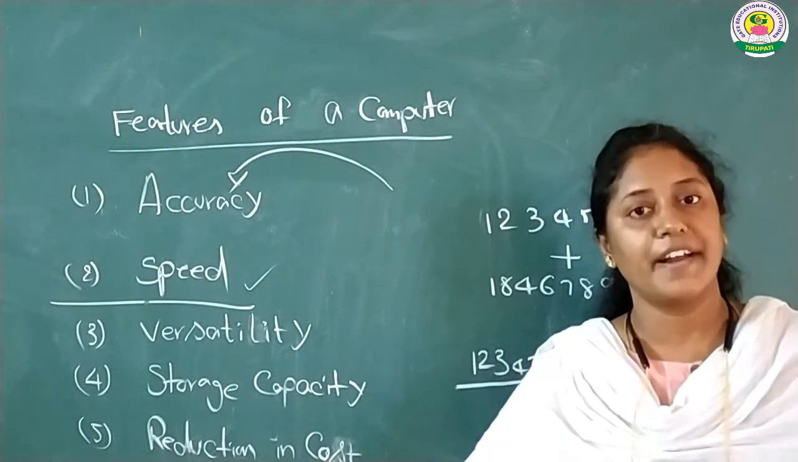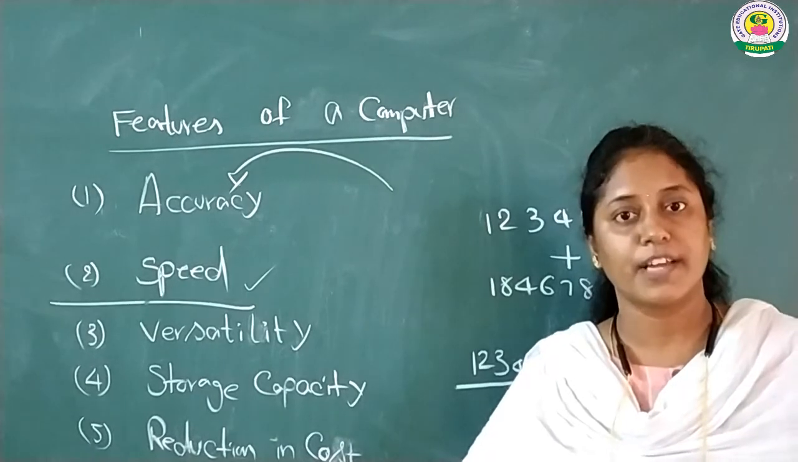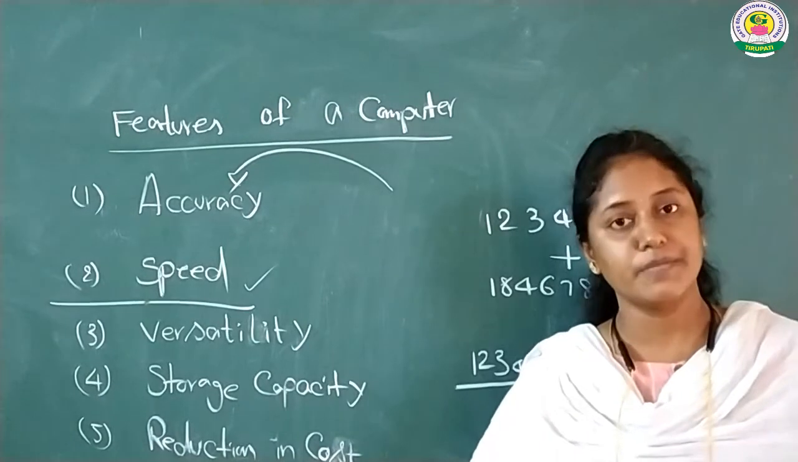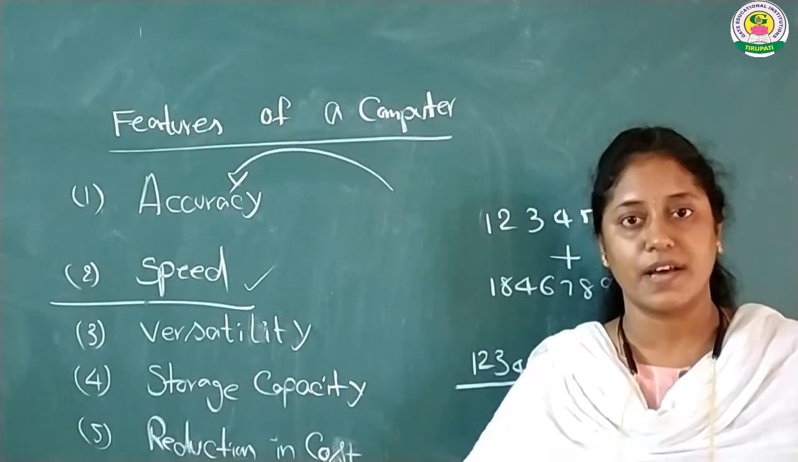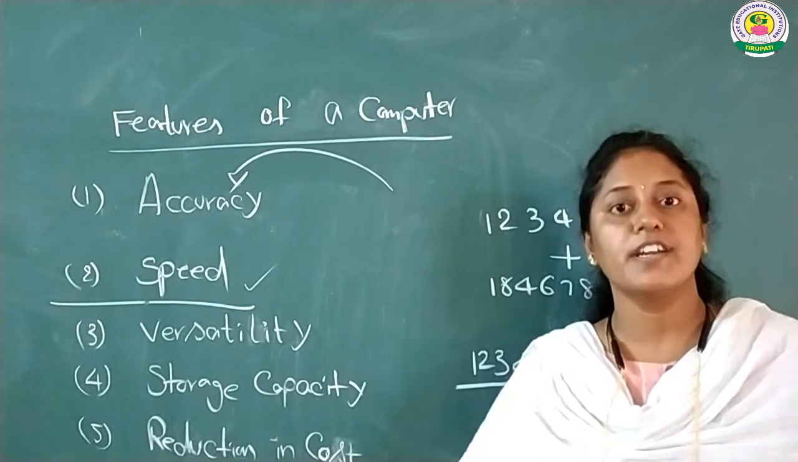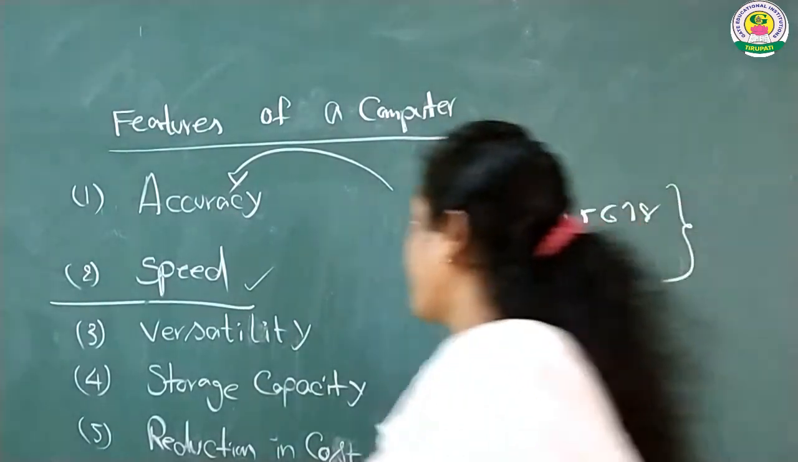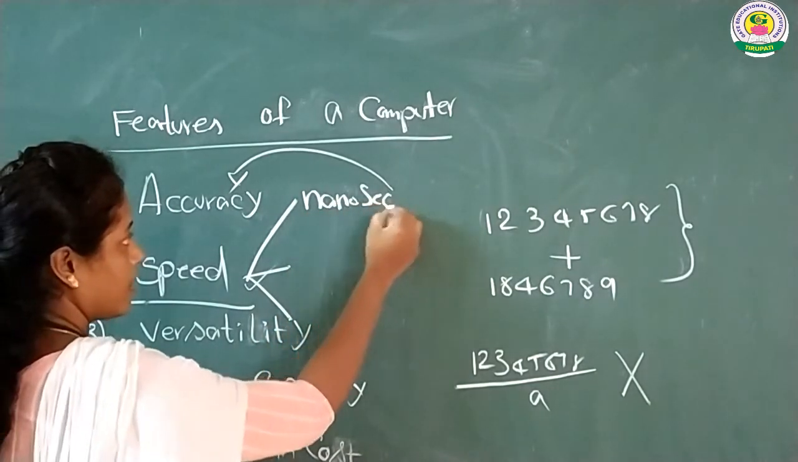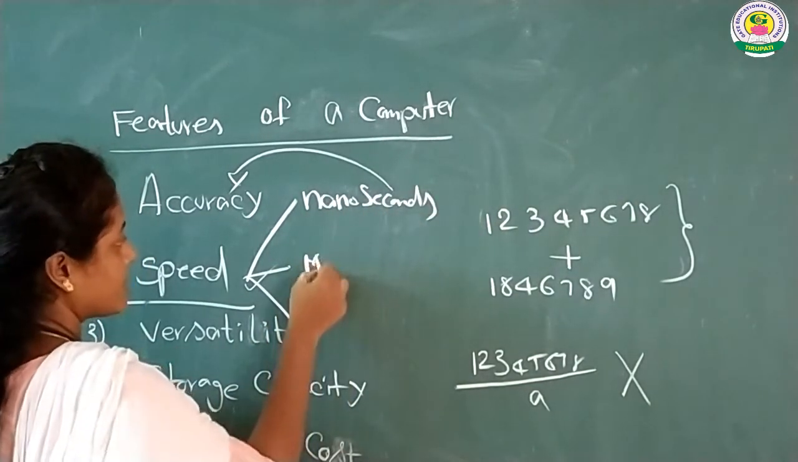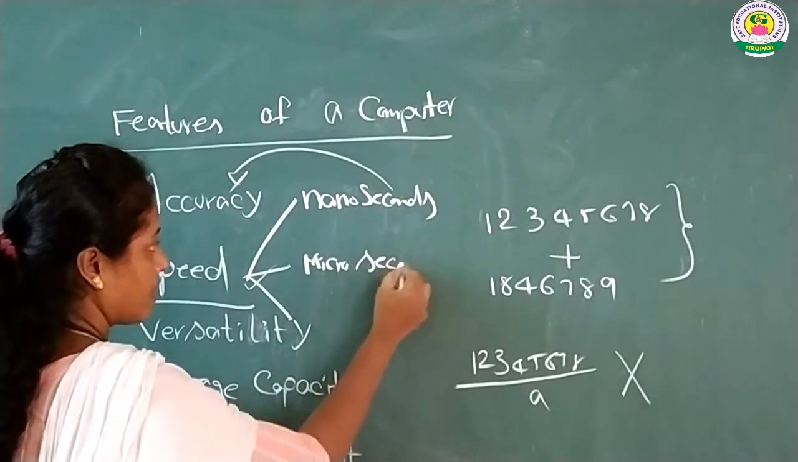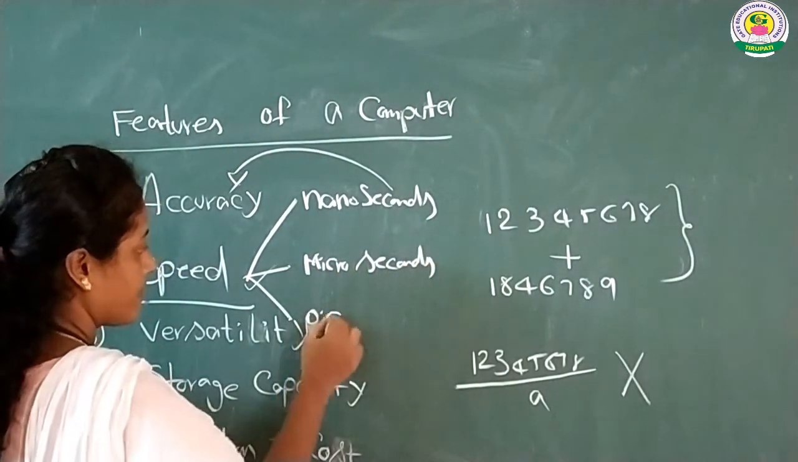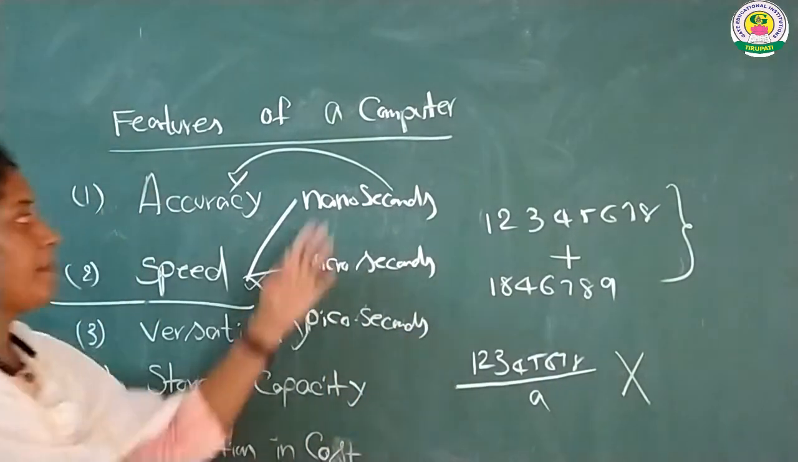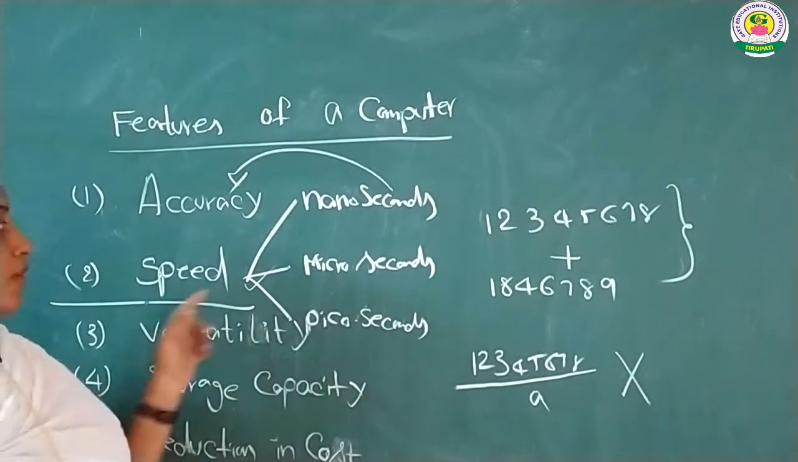Generally, how can you measure a distance? In terms of kilometers or meters. Or how can you measure groceries? In terms of liters, kgs or kilos, right? In the same way, we can measure the speed of a computer in terms of nanoseconds, microseconds, picoseconds. By using these three we can measure the speed of a computer.